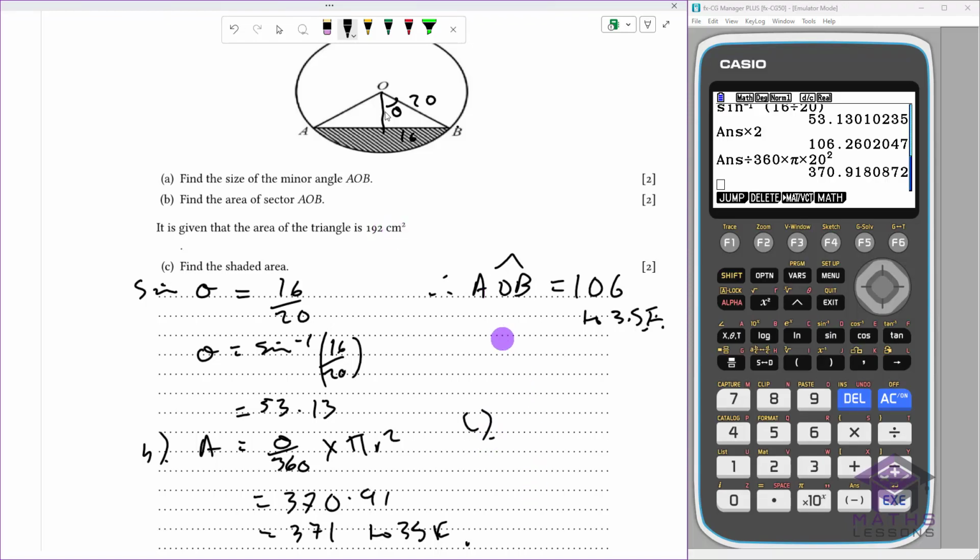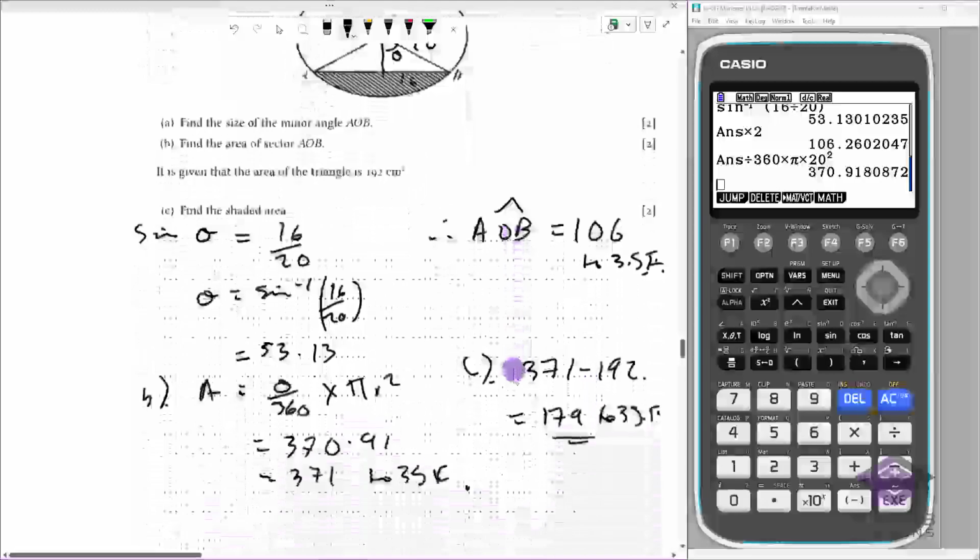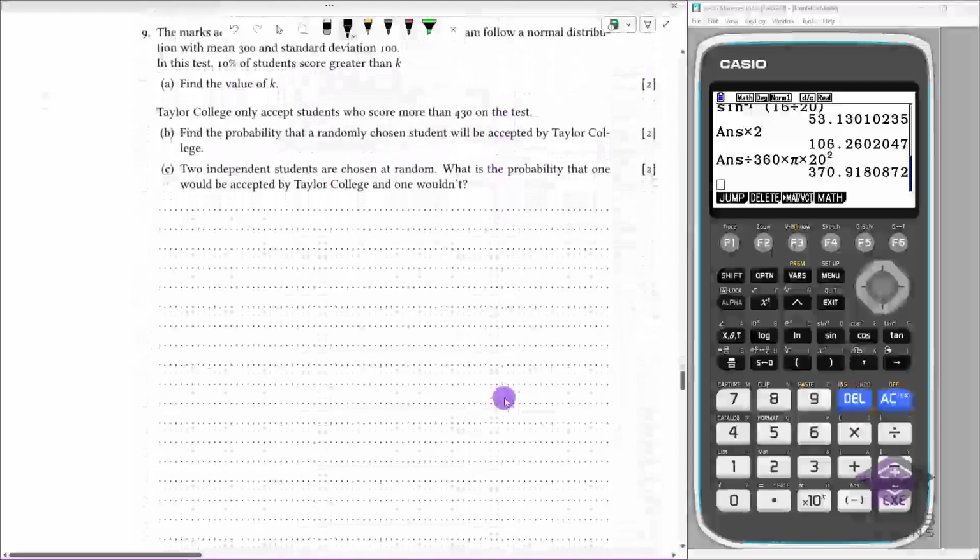C, find the shaded area. Well, we just need to take the area of that triangle. Now if you had to find the area of the triangle, remember you can use half ab sine C. a is that distance, b is that distance, C is the angle between the two sides if you had to find the area of that triangle. So do 371 minus 192, which gives us 179 to 3SF. Now notice I didn't bother using the full value here because this is given to the nearest integer and this is to the nearest integer. Take them away, I'll get the right answer. Okay, that's the only reason I didn't do that.